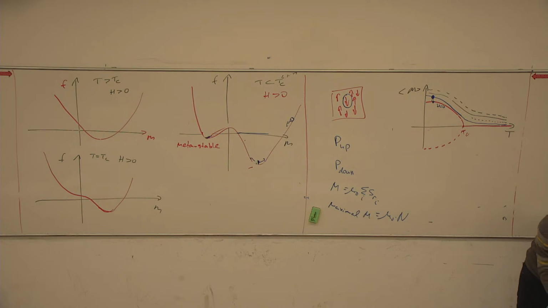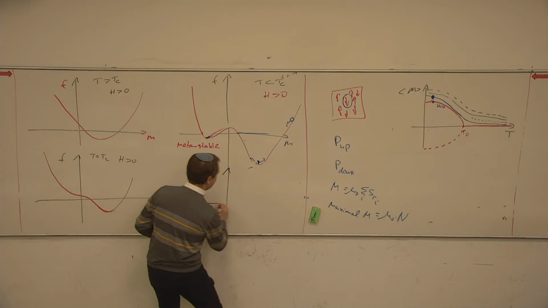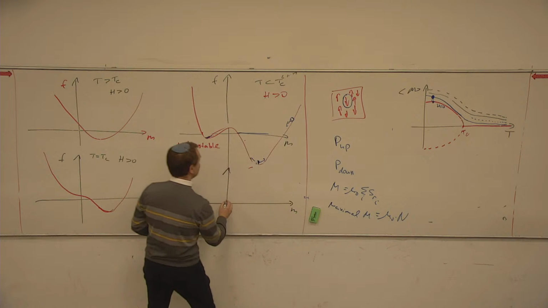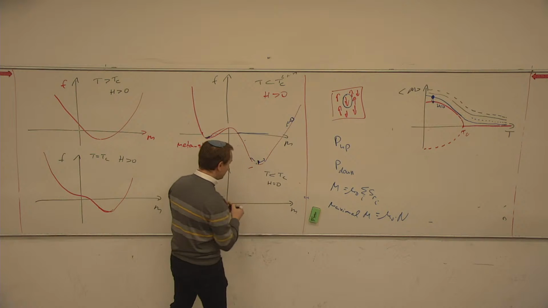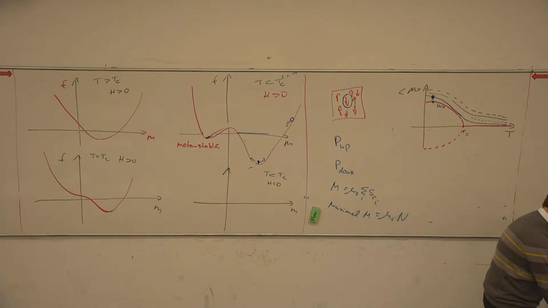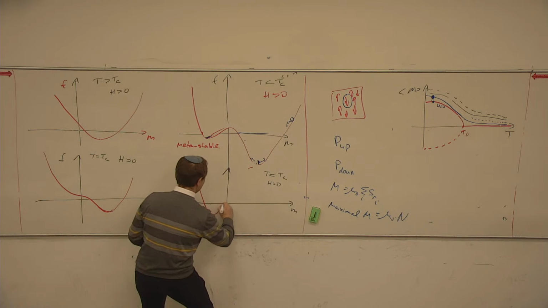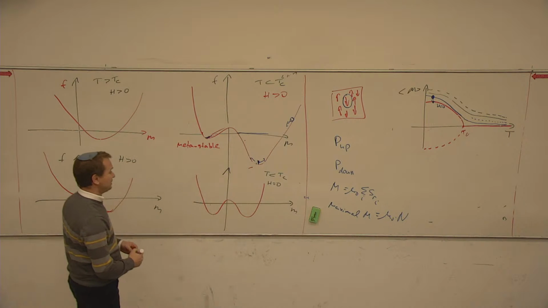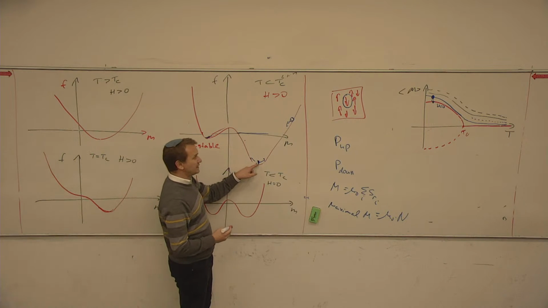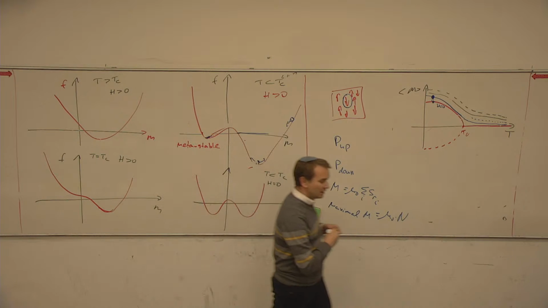Right? So how will my free energy look like? So this is the free energy as a function of M. So T lower than Tc, H equals 0. So as you told me, it has to be symmetric. So we're going to have a symmetric double well potential. Okay. Now, my system was sitting in this well, it will continue to sit exactly in the same well.